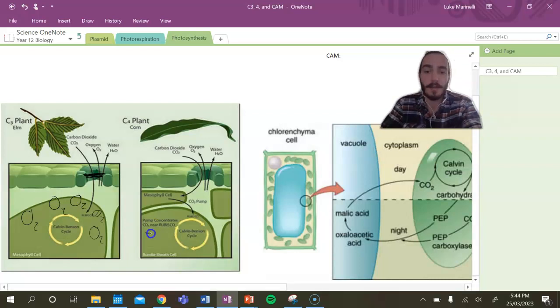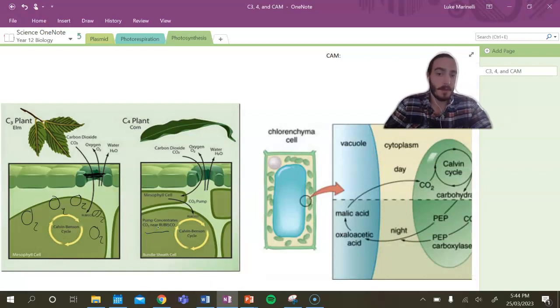So as we can see here, our CO2 pump concentrates CO2 near rubisco, because rubisco is not in the mesophyll cell, it's in this bundle sheath cell. Even if we get hot conditions, we've got carbon dioxide stored as malic acid that can then be pushed forward into our bundle sheath cells, but also there's no chance of oxygen getting into the bundle sheath cell, because it goes to the mesophyll cell, doesn't matter.